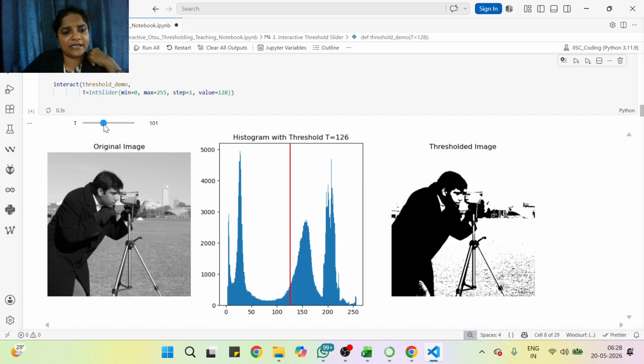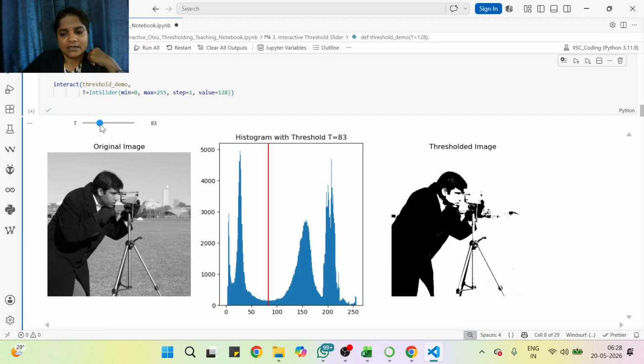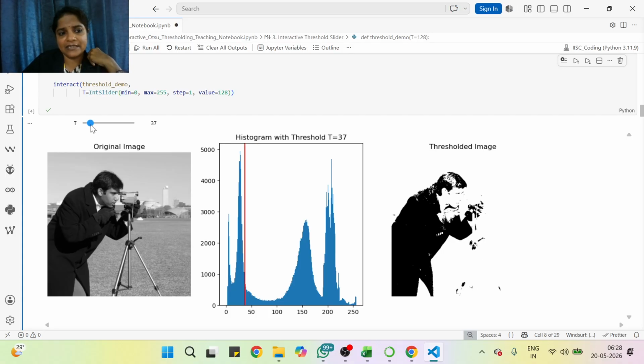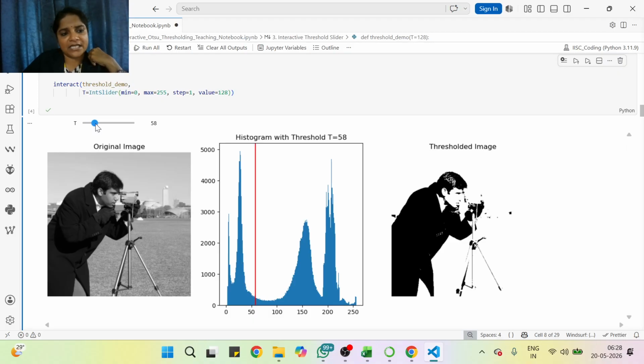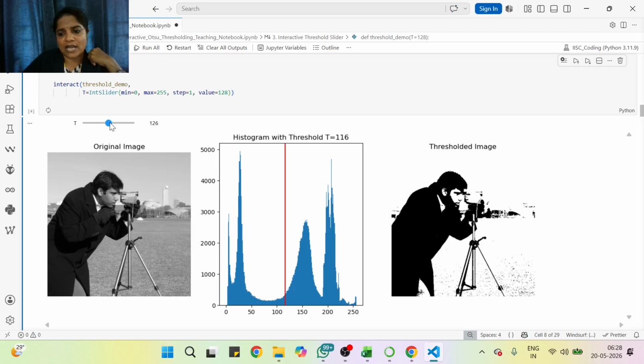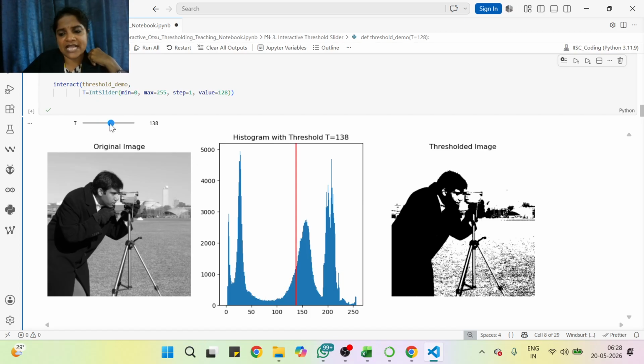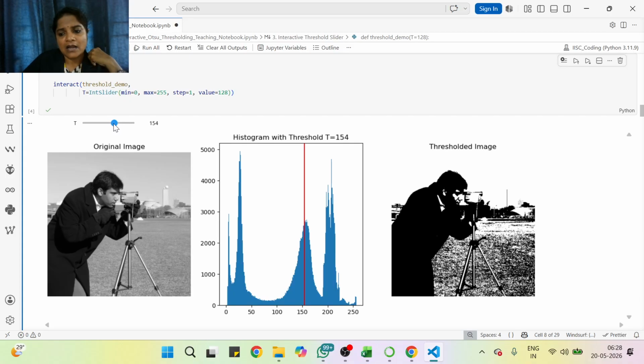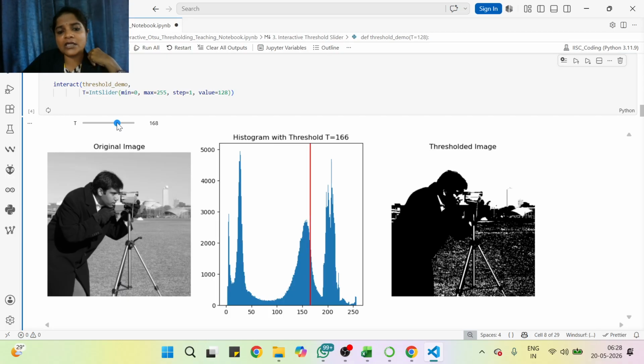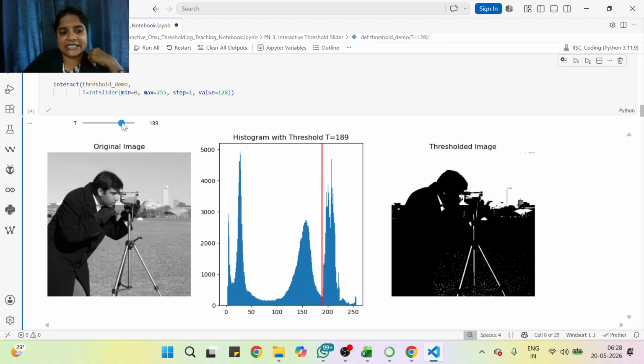So what will happen if I reduce my threshold? See, 83, 62. So what is happening? If I don't use a proper threshold, I will lose a lot of information present in the image. Now I am going for a higher threshold. What is happening here? A lot of unwanted information is getting added to my image. More noise is getting added to my image, which is undesirable.